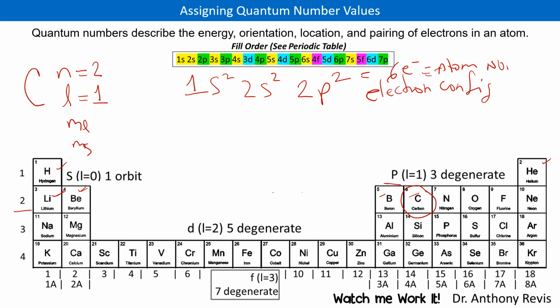Just so you also know, the last 2 here, this 2 and this 2 are in the n equals 2. So that's the number of valence electrons. We count the valence electrons by looking at the highest n value and summing the electrons there. You sum all the electrons to determine the atomic number. Okay? Now, on to ML.